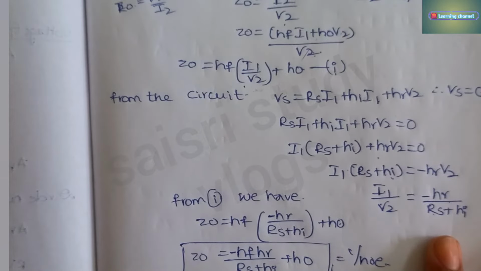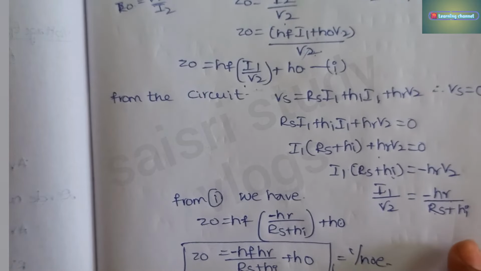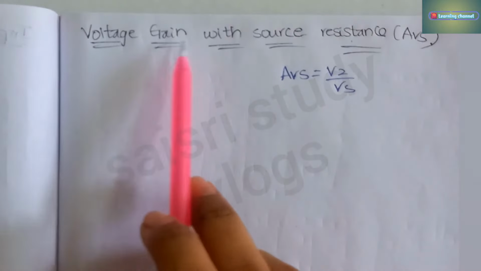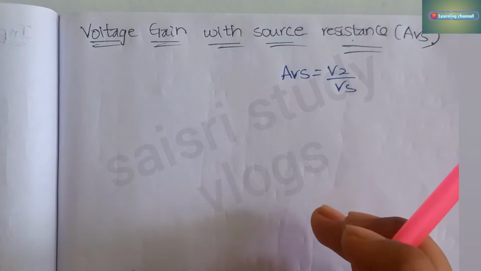There are 2 more derivations, that is voltage gain with source resistance and current gain with source resistance. So let us see the AVS, that is voltage gain with source resistance. In order to find the voltage gain with the source resistance AVS, we just have to take the Thevenin's equivalent of the circuit, that is the input side part.